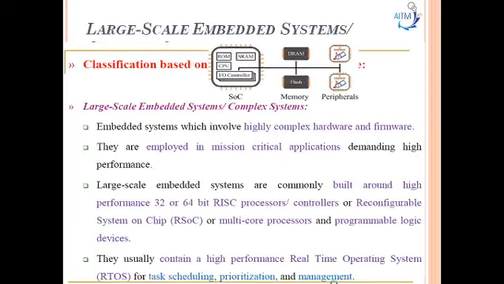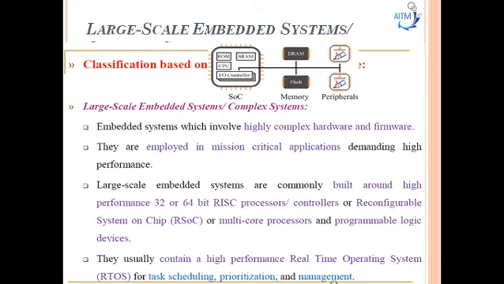Now coming to the large scale embedded systems or the complex systems. The complexity is more, and the performance requirement is higher. These are embedded systems which involve highly complex hardware and software. So firmware is called software here. They are employed in mission critical applications demanding high performance, and the large scale embedded systems are commonly built around high performance 32 or 64-bit RISC processors or microcontrollers here.